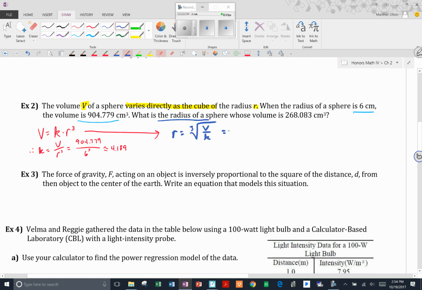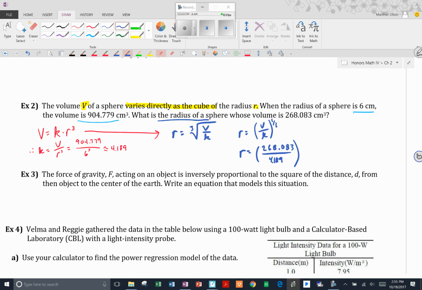Okay, I'm going to rewrite this using rational exponents. r equals V over k to the 1/3. Just a reminder that cube root is to the 1/3. And now we're going to put in the value that we were given for volume to find the new radius, 268.083. And then I'm going to divide that by the 4.189. And really what I would use is what's stored in my calculator.